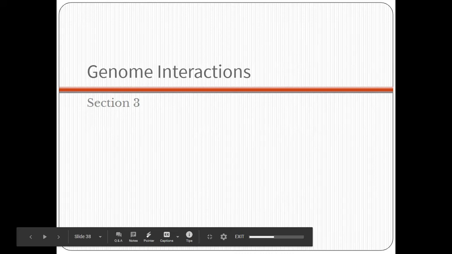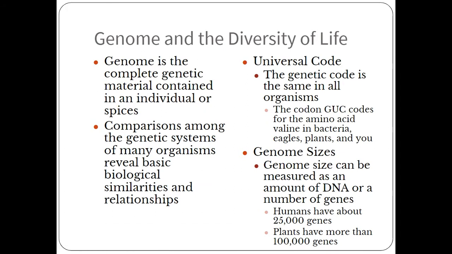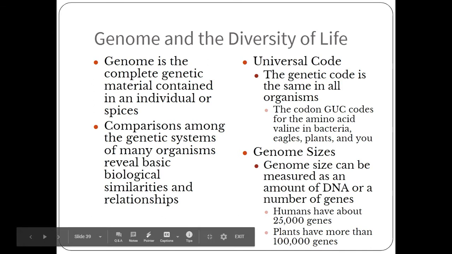Okay, let's talk about genome interactions because this is pretty cool. Our genome is pretty much our complete genetic makeup. The human genome was mapped and completed in the early 2000s, which is a pretty astonishing accomplishment since the human genome has about 25,000 genes in it.